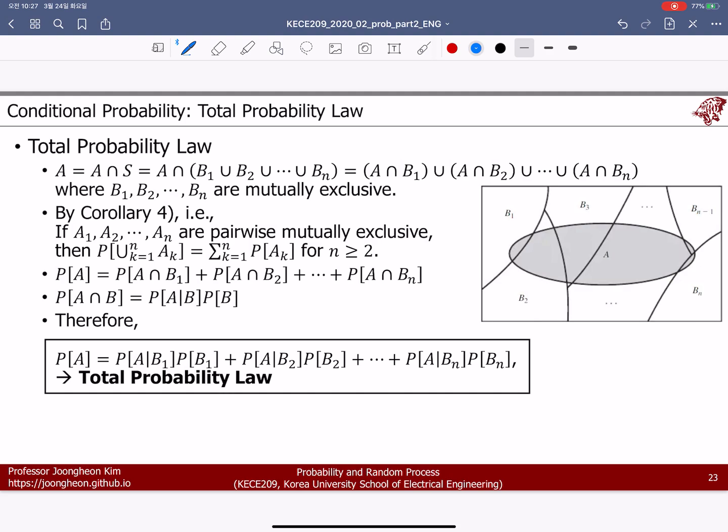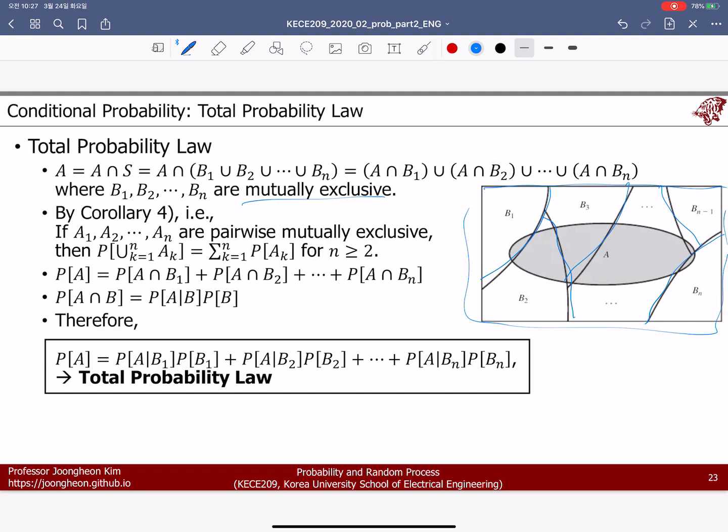And in this case, we're going to see the total probability law. So we have one sample space. The sample space is divided into multiple segments, B. And then we have no overlap at all, in addition to that, we have no intersection. We have no empty space. We have no intersection as well as no empty space. Then we say that they are mutually exclusive, okay?